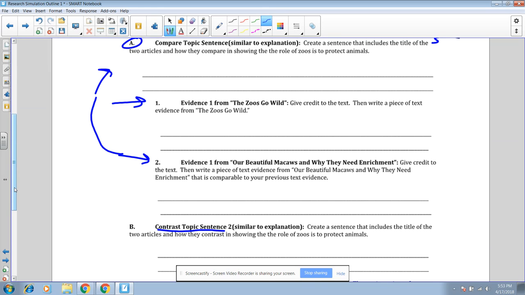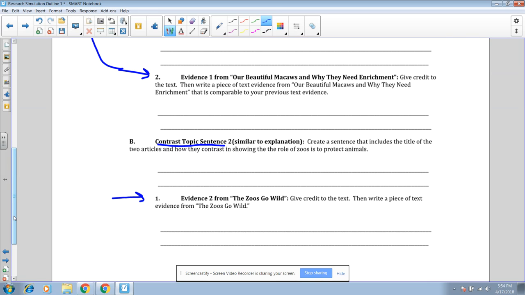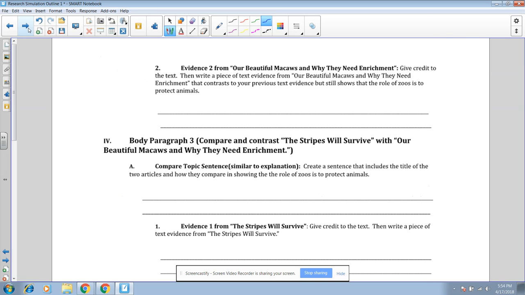That takes us to our next sentence, which is, how are they different? How are these two articles different in proving that zoos protect animals? And remember, we said that you can take the easy way and talk about how they're about different animals. So what animal is Zoos Go Wild about? And what animal is Our Beautiful Macaws about? And once you do that, you're going to find pieces of text evidence from both articles to prove that this one's about whatever animal you think it's about, and this one's about whatever animal you think it's about.